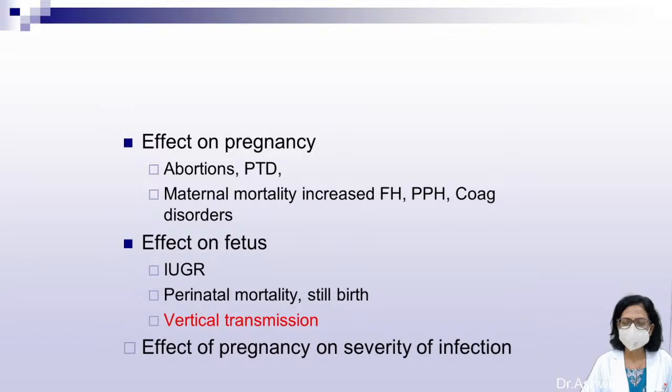There may be PPH and coagulation disorders. What is the effect on the fetus? It may affect the growth of the fetus. There may be perinatal mortality, stillbirth, and with some of these viruses, there may be vertical transmission. And again, let's see if there is any effect of pregnancy on the severity of the infection.